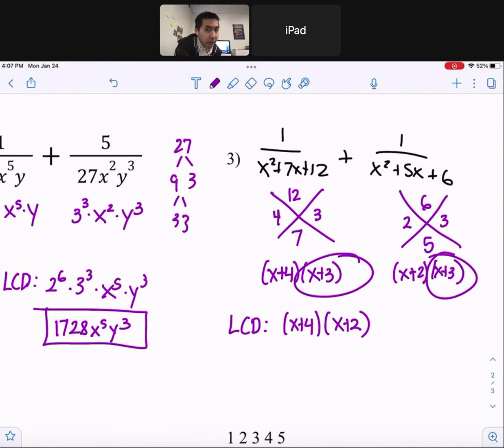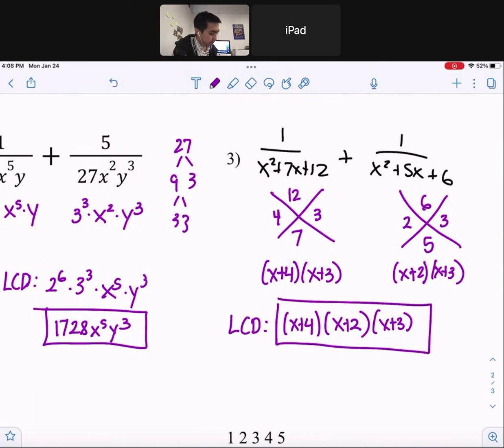The common error with this is a lot of students like to write x plus 3 squared. But you do not multiply these together. Since they are equal in power, you just take one of them. So it's just going to be x plus 3. No second power, just x plus 3. And that is going to be your LCD.